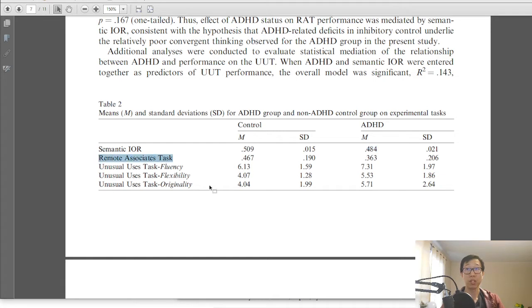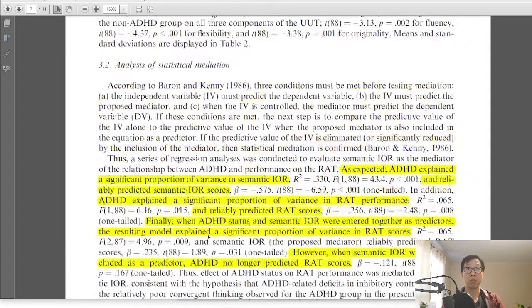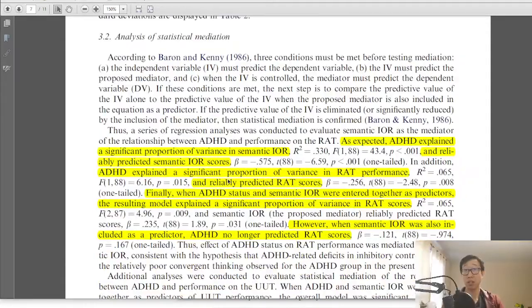The remote associates task that tests convergent thinking, again, the control group performs better than the ADHD group. And the unusual uses task in all categories, fluency, flexibility, originality, the ADHD group performed better in a statistically significant way. So that's a pretty cool table. But what I really want to go into is the part of the mediation.